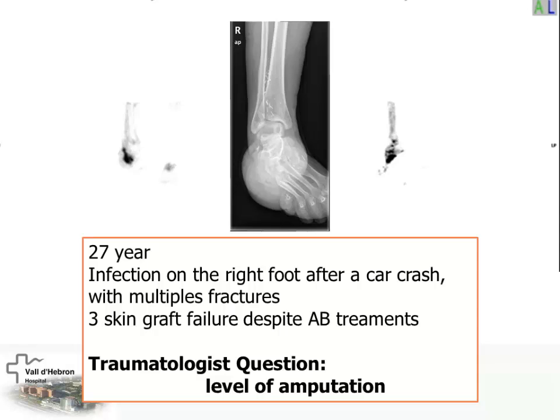The traumatologist decided to make a partial amputation of the leg, and he wanted to know the level of the amputation, because it seems that the tibia can also be involved. Okay, and now we are going to try to answer this question. These are the whole body images and the image of only the foot.